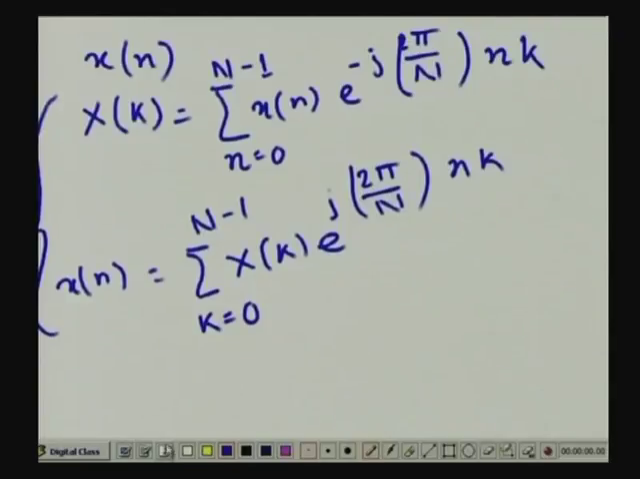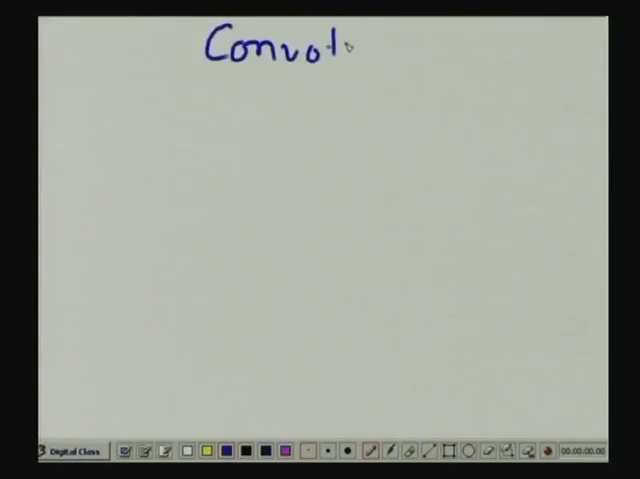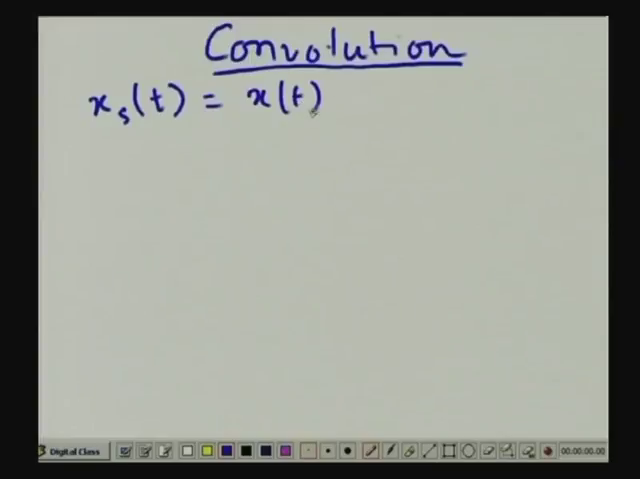Now, let us go to another concept, a concept called convolution. You find that we have represented our sampled signal as x s t is equal to x t multiplied by comb function t delta t. So, what we are doing is, we are taking two signals in time domain and we are multiplying these two signals. Now, what will happen if we take the Fourier transform of these two signals?